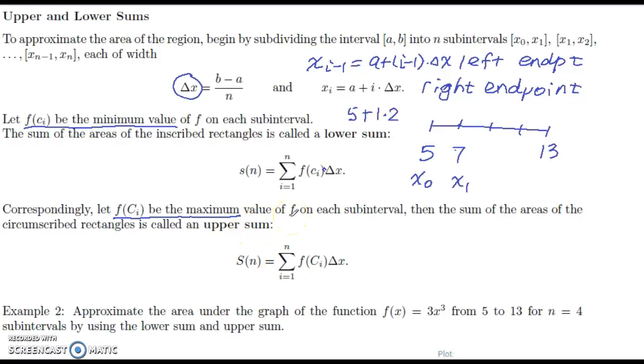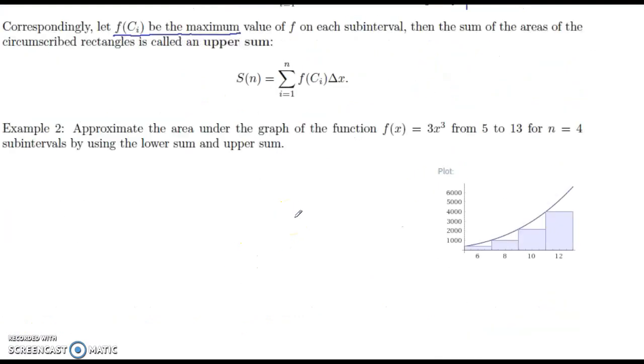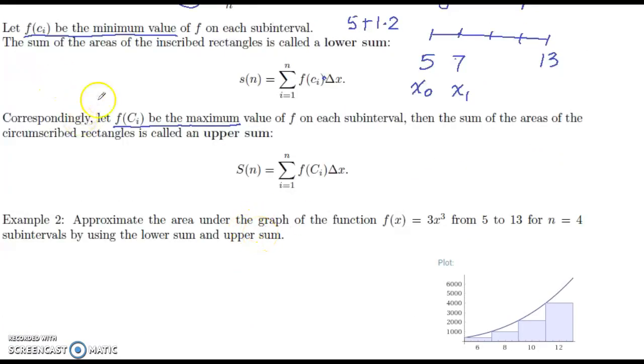So let's see an example. We approximate the area under the graph of the function f of x equals 3x cubed. We plot it right here from 5 to 13 for n equals 4. So what is the lower sum? Little s of 4, according to the formula, is the summation i from 1 to n of f of c sub i times delta x. This is just the formula to tell us what to do.